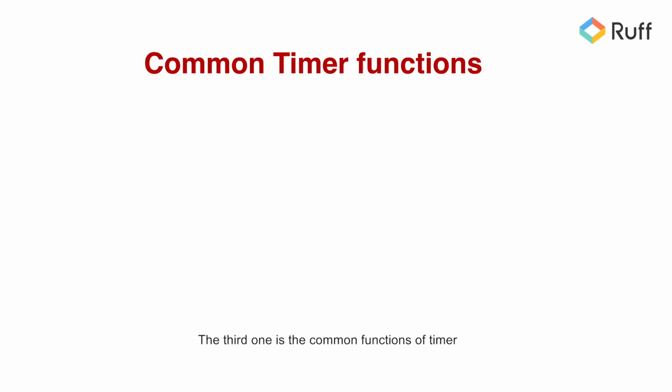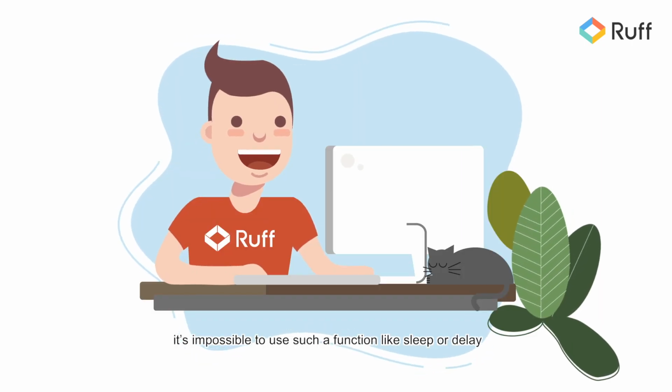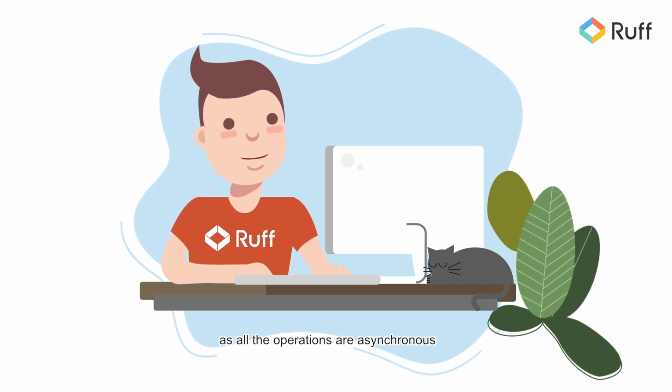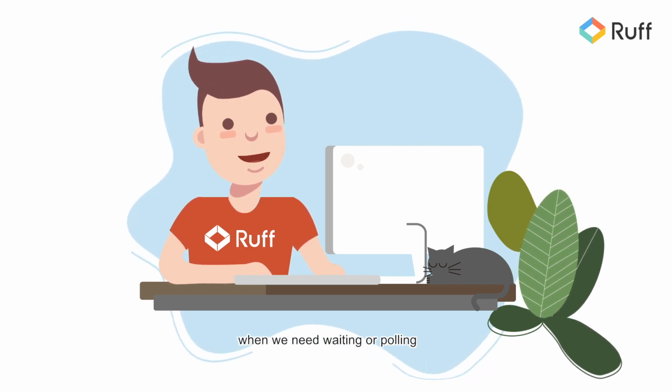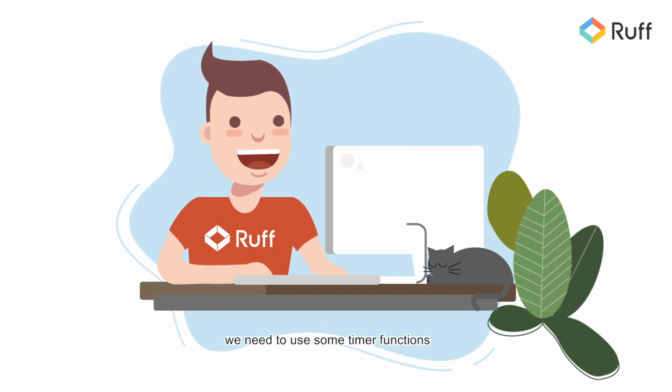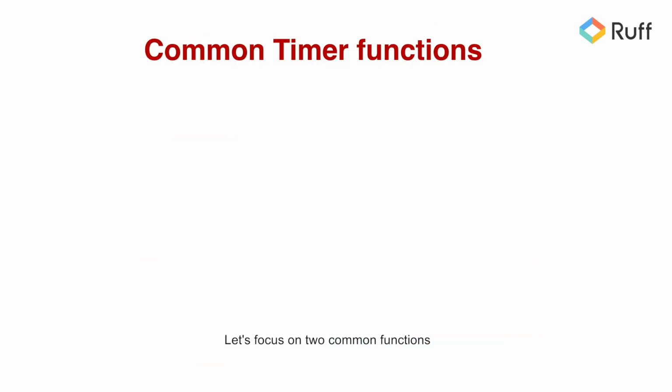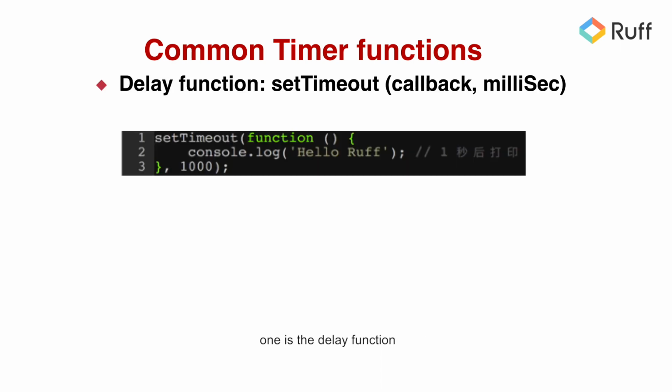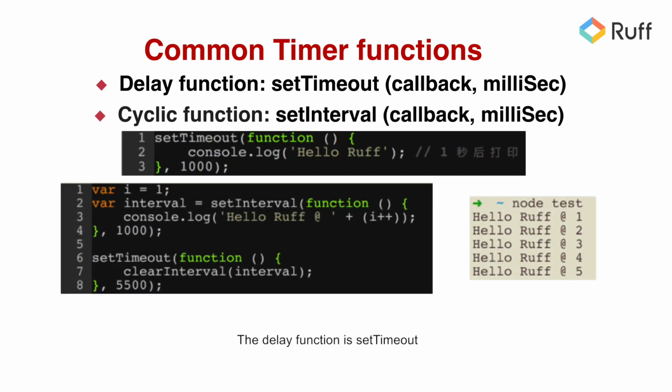The third one is the common functions of timer. Since JavaScript is a language of asynchronous operation, in this language, it's impossible to use a function like sleep or delay, as all the operations are asynchronous. When we need waiting or polling, which takes time, we need to use some timer functions. Let's focus on 2 common functions. One is the delay function, and the other one is cyclic function. The delay function is setTimeout, and the cyclic function is setInterval. Both functions have almost identical parameters. 2 parameters. One is callback, the other is the time of delay, in a unit of millisecond.